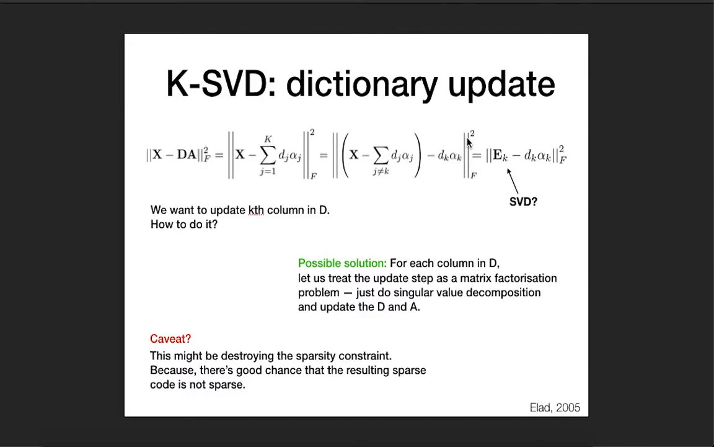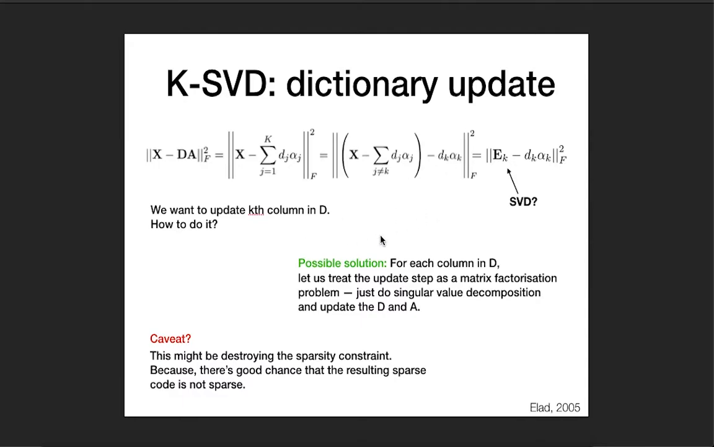So this is exactly what you want now. What I am asking indirectly is that I want the best rank one representation of my matrix ek. And you get the best rank one approximation by SVD. There's one caveat here. You can't do this exactly, because it's not necessary that the alpha k that you get is sparse. You will get a dense alpha k, which you don't want, right?